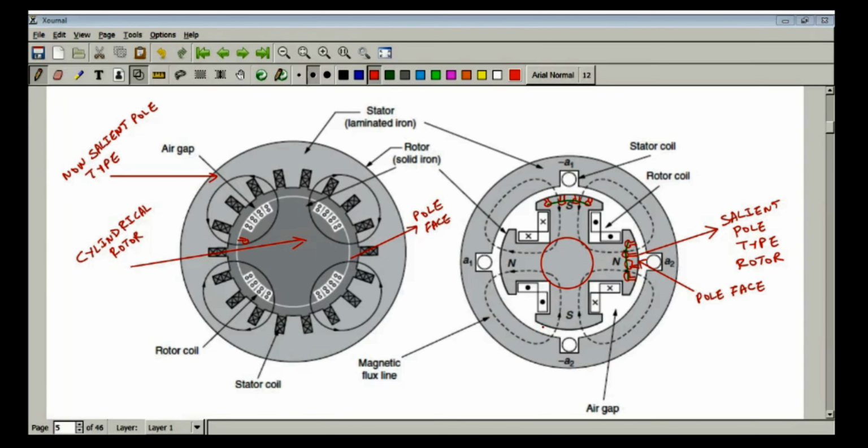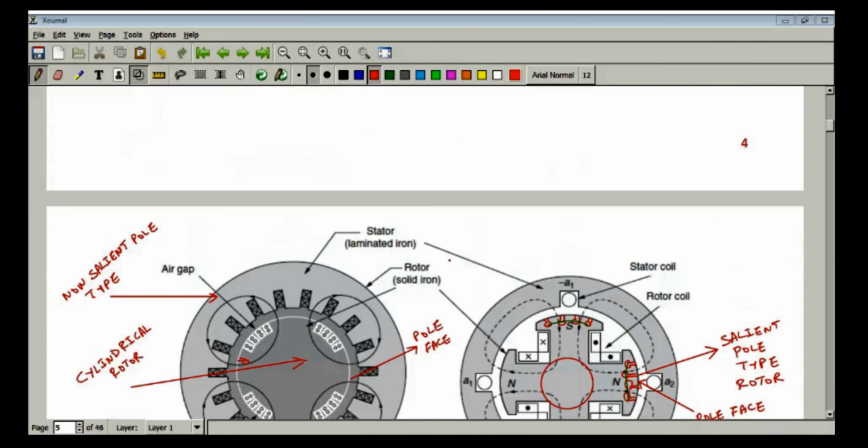You can see here, through the south pole face, lines of flux are entering. If I just mark it over here, you can observe the magnetic lines of flux are entering through this south pole face. The same thing you can expect over here.